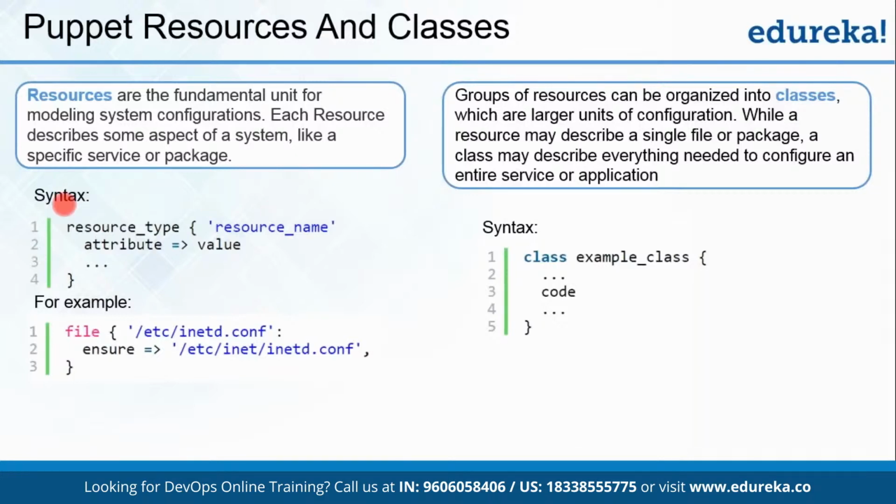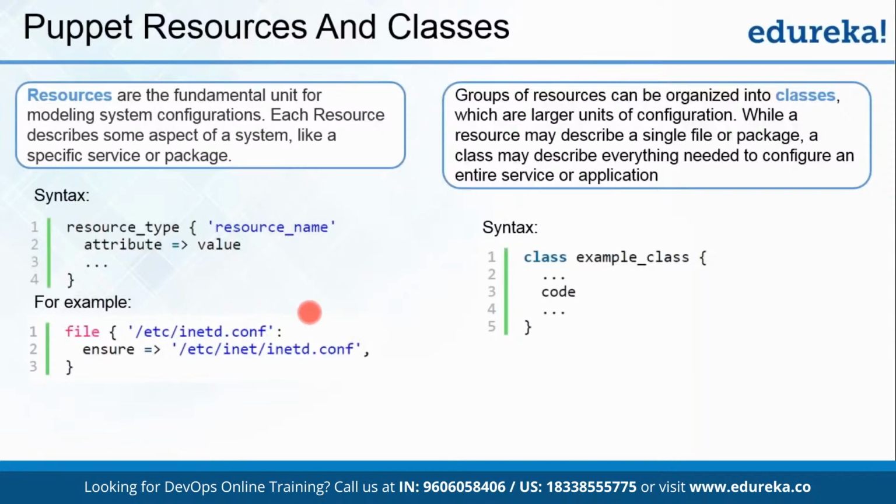Now here we have the syntax of the resource. First you write the type of the resource, then you give a name to it in single quotes, and then the various attributes that you want to define. In the example I've shown you, it will create a file, inetd.conf, and this attribute will make sure that it is present. So let us execute this practically, guys.